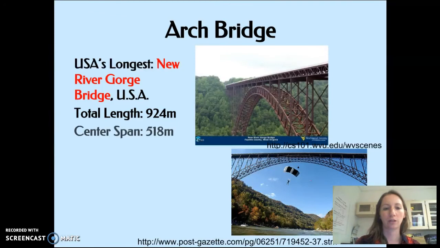Here's the U.S.'s longest arch bridge, New River Gorge. You tend to see arch bridges a lot near gorges or places that naturally have big rock structures because that allows a lot of support for the abutments to build and helps with the compression forces.